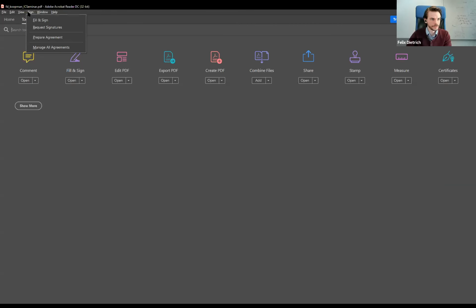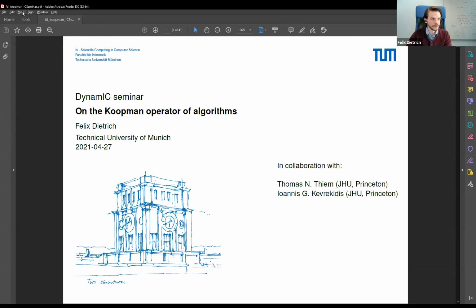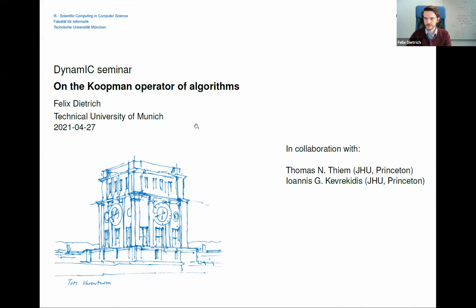So is it fine? I think my screen is not shared anymore. Yes, I think Felix maybe. Do you see it now? Yes, we see it. Now you see the full screen, right? Yes. Okay.